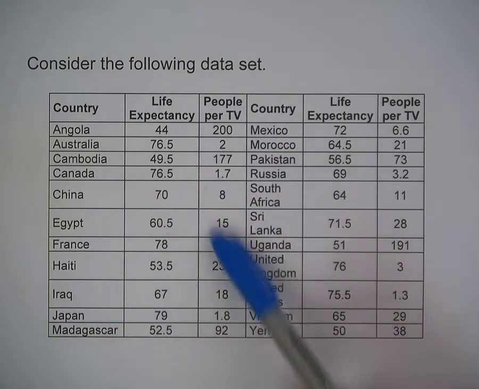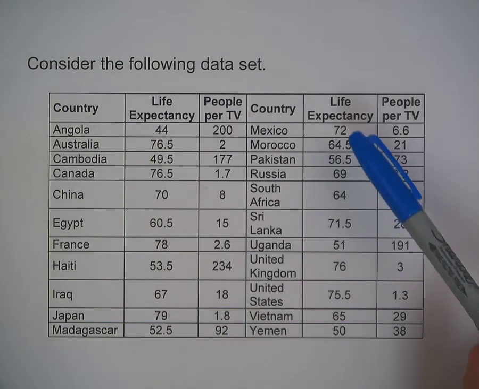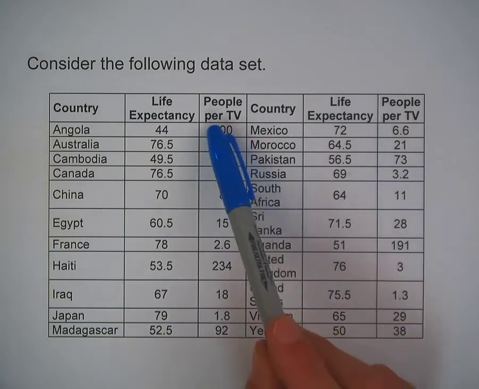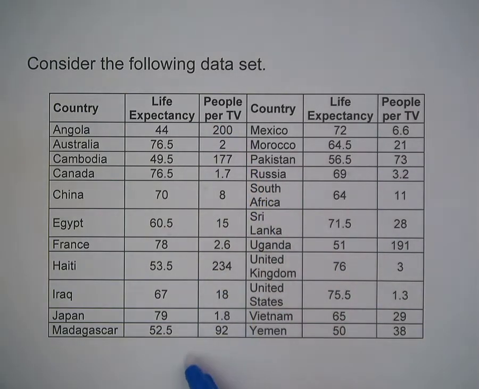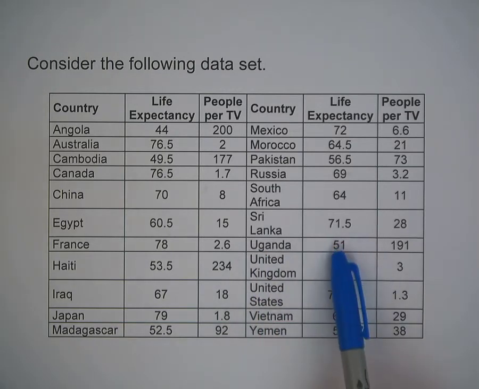So if you scan the data set, you can see that generally countries with a higher life expectancy have a small number of people per TV. We look at Japan. Japan is 79 for life expectancy, 1.8 people per TV. United States, 75.5, 1.3 people per TV. You go to Uganda though. 51 is the life expectancy, 191 people per TV.